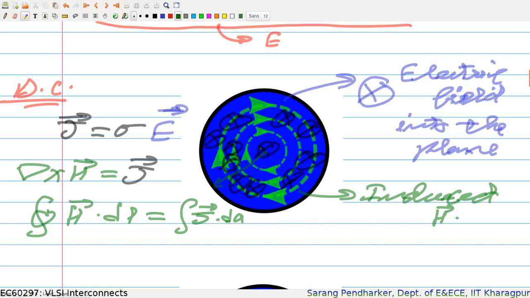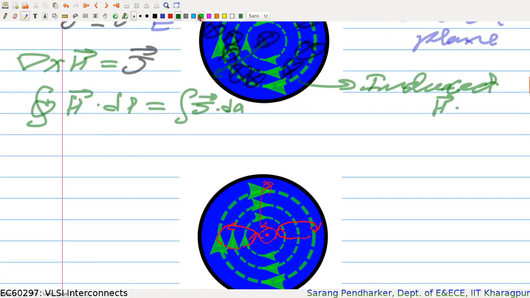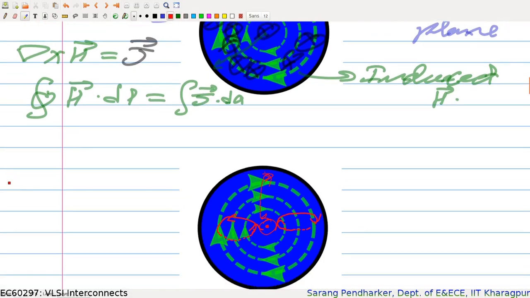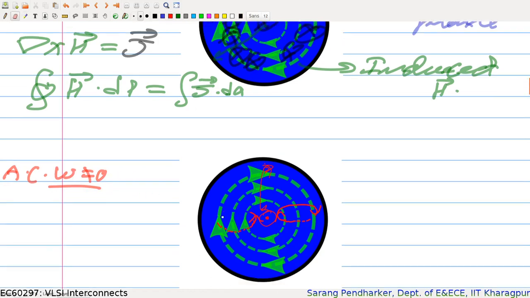So far so good, no issues with this. There is an electric field applied, it's a constant DC electric field, a current is flowing, and because of the flowing current a magnetic field is induced. So no issues so far. But now we take the case of an AC signal. Your omega is not equal to 0. In that case, what we have is the following.